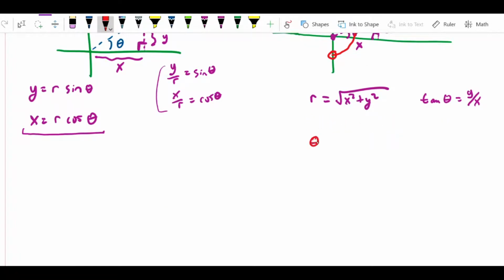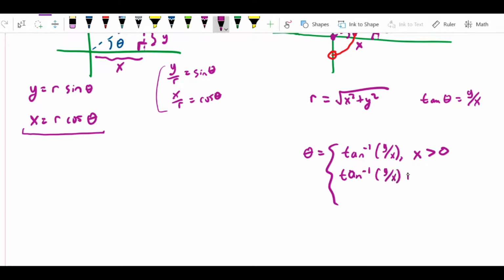It's going to be theta, I'll write it in purple. Theta equals arctangent of y over x as long as x is greater than 0. It's going to equal arctangent of y over x plus pi if x is less than 0. It's going to equal pi over 2 if x equals 0 and y is positive, and it's going to equal negative pi over 2 if, actually I think we do it this way, I think we use this angle, 3 pi over 2.